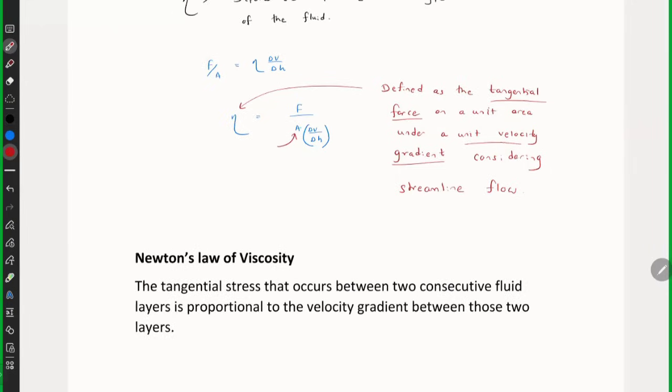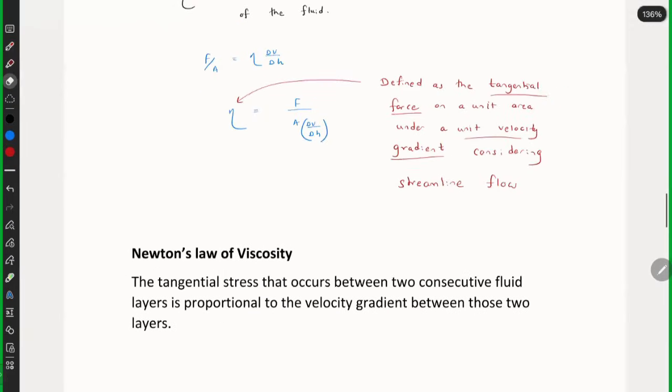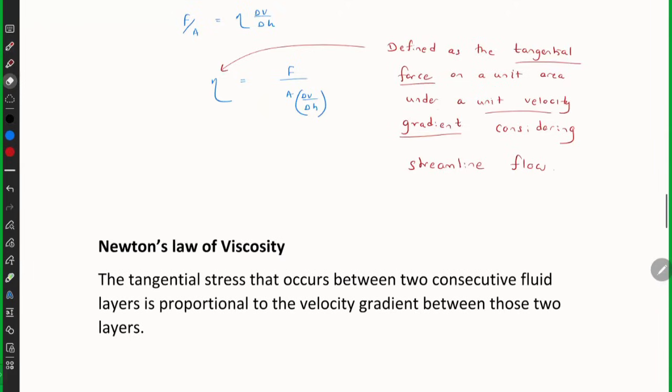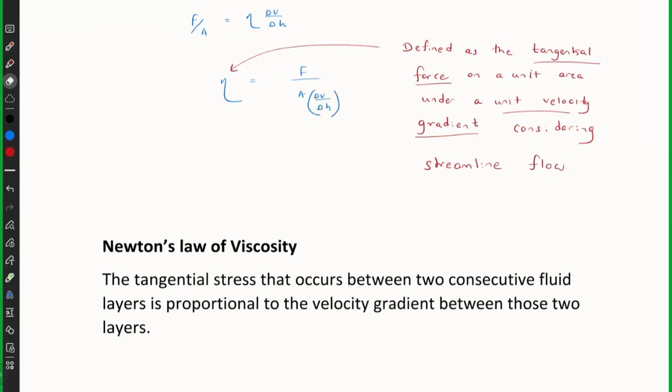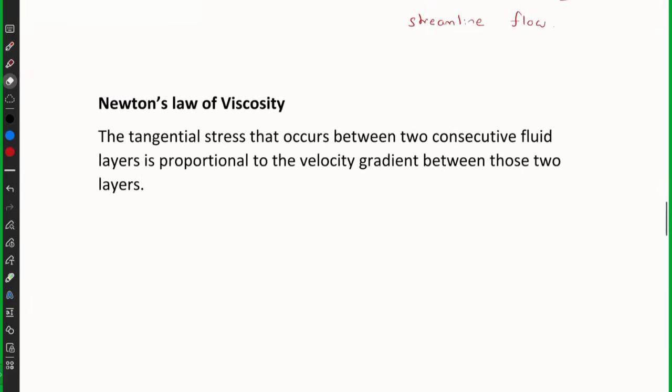So it's like measuring the fluid's resistance to sliding in the laminar flow. The more viscous, the harder it is to make the layers move. Yeah, exactly. Very good. It's harder to move, right? It's resistance, exactly.